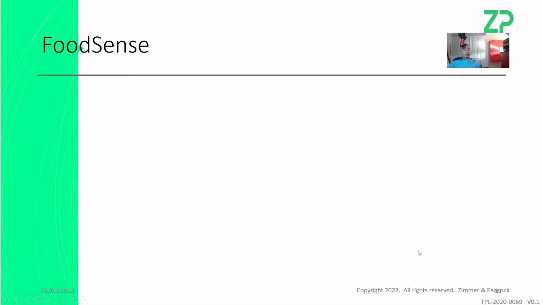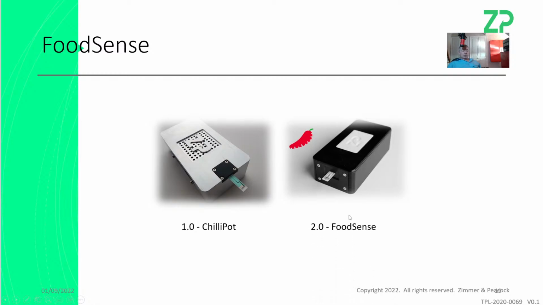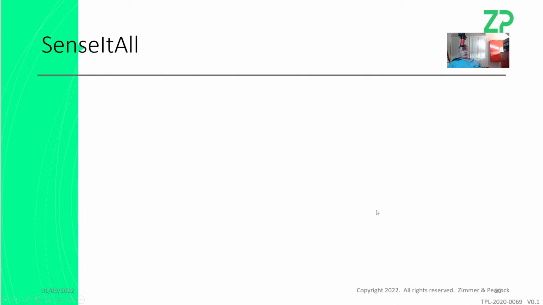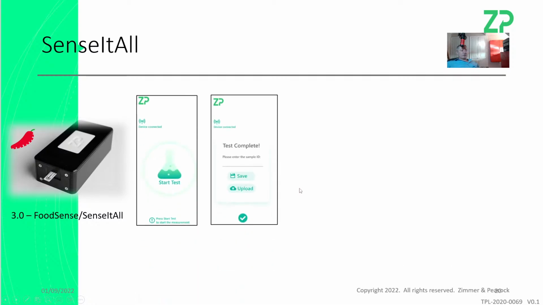Let's talk about the history of the FoodSense. I think we must have launched this about 4 or 5 years ago. We had a chili pot, which became the FoodSense, which was a more sophisticated version. And now we've just started the SenseltAll. So the SenseltAll you can think of as FoodSense 3.0. We had a 1.0 with the chili pot, then a FoodSense, which was really 2.0, and now we have the SenseltAll, which is really FoodSense 3.0. And I'll just highlight a few things that are different about it.